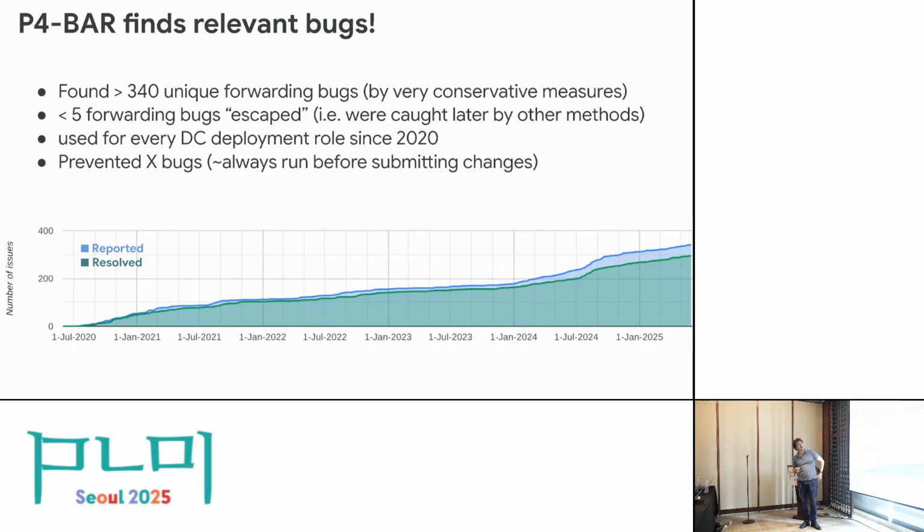This has also been used for every data center deployment role since 2020. And perhaps most importantly, and I think this is kind of what Michael was also getting at, we don't get these nice statistics to update as much anymore, because a lot of bugs are now prevented by us before they ever get into production or into any sort of testable state. Because these are now very well trusted, and everyone pretty much has to run them before submitting anything substantial.